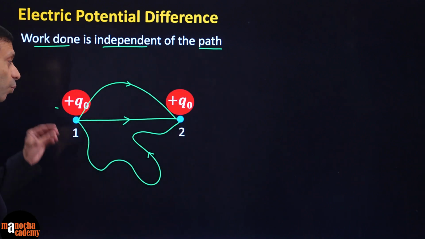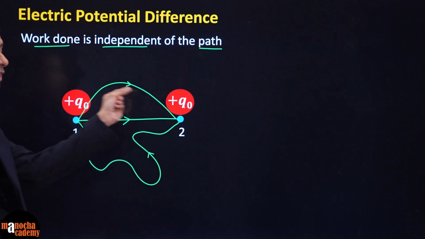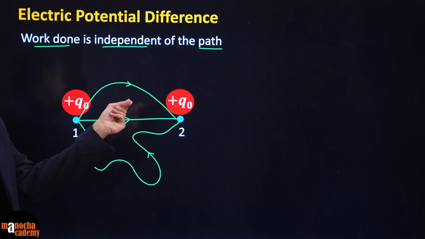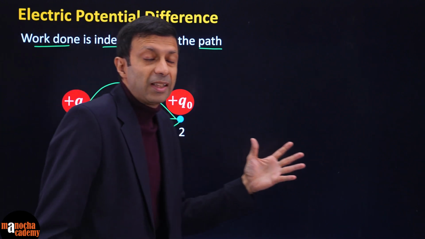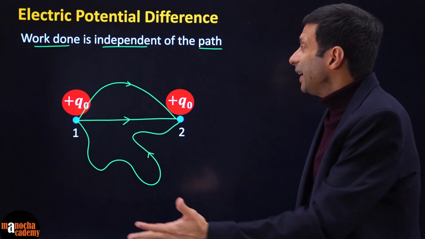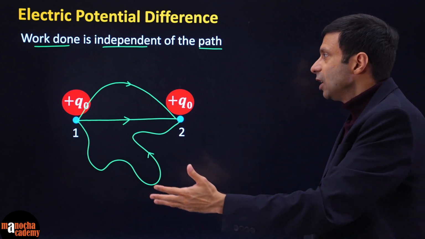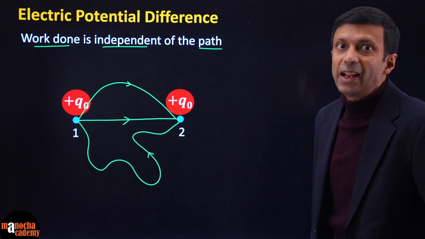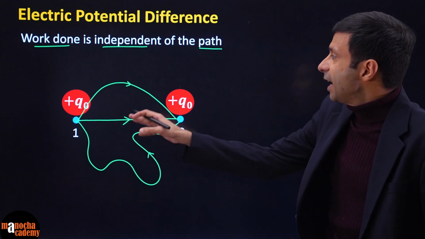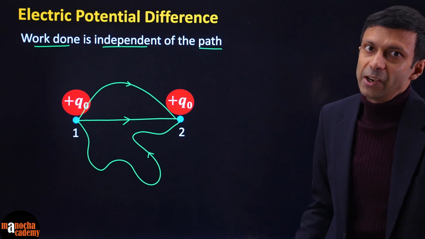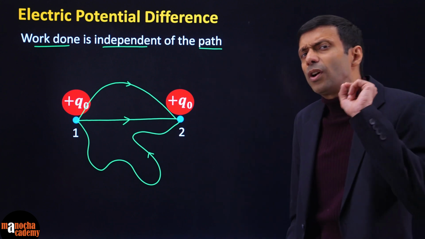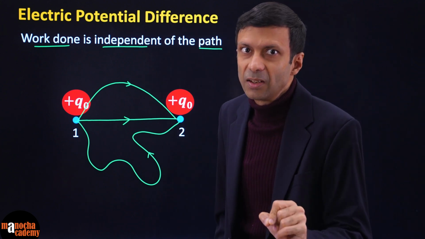The work done in moving this test charge is independent of this path, and this is the work being done in an electric field. So this charge is moving in an electric field, and the work done is independent of the path. Now, why is the work done independent of the path?